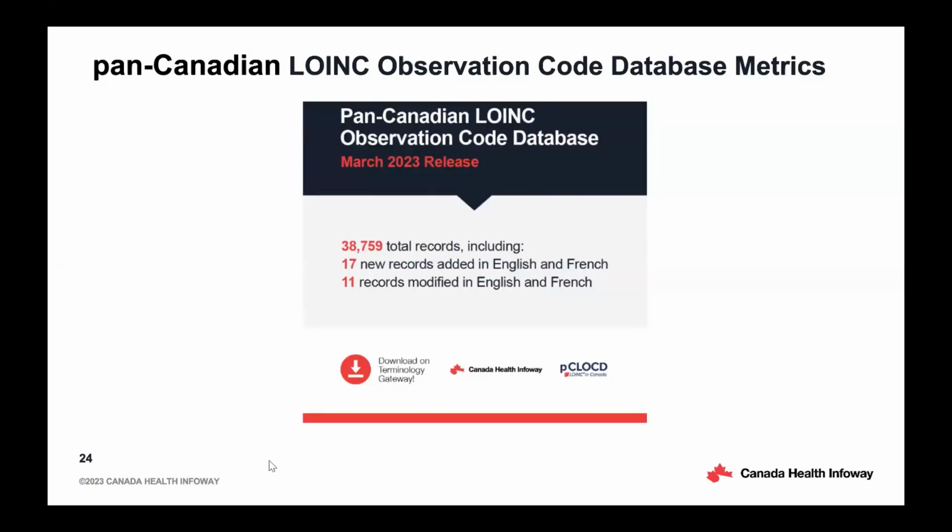Okay. So for the metrics, LOINC has now almost 100,000 terms. And in the latest release of PCLOCD, which was in March 2023, it has now over 38,000 terms available in English and in French.